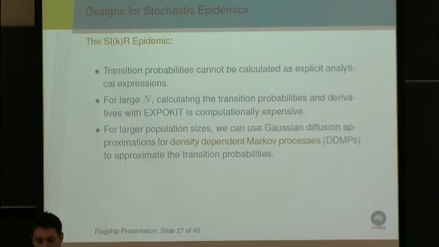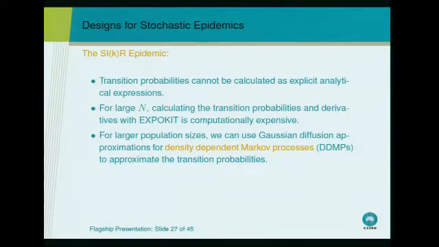As I mentioned, the transition probabilities can't be calculated as analytical expressions. And for large N, so for large total population sizes, calculating these transition probabilities and derivatives with matrix exponentials is computationally expensive. So we rely on approximations, in particular Gaussian diffusion approximations, which can be used for a very large class of models called density-dependent Markov processes.